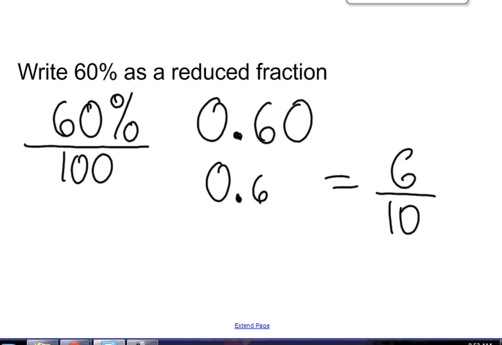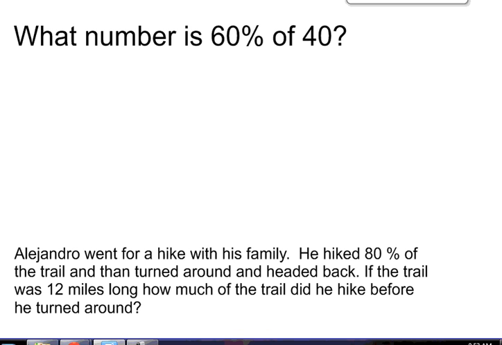But now, of course, there is more reducing that you can do. You divide both by 2, and in the end we get 3 fifths for our reduced fraction. And so once again, we can start to see the relationship between all these different numbers. So how are we going to use this? We're going to use this to help us understand how to find percentages of numbers.